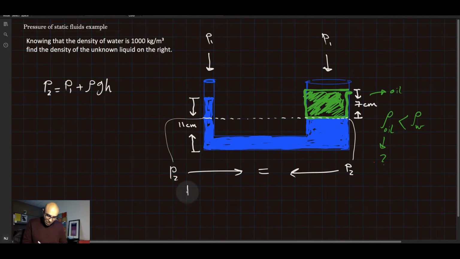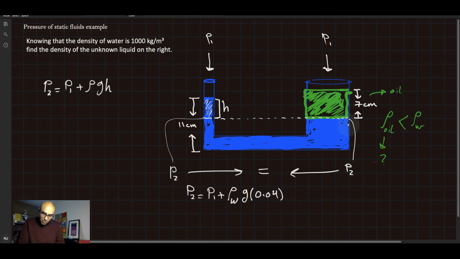So this equation here is going to be equal to P2, which is equal to P1 plus rho, that's the density of this whole column, all of it here, which is density of water, now times GH. Okay, what is H here? It's this H we're looking for. Okay, H here is equal to 11 centimeters minus 7. If you notice that, this H here is equal to 11 minus 7. So 11 minus 7 is 4 centimeters. So I'm going to put it 0.04.